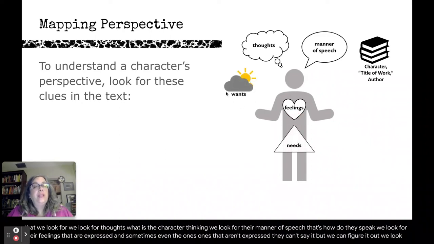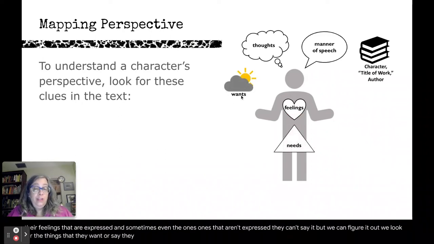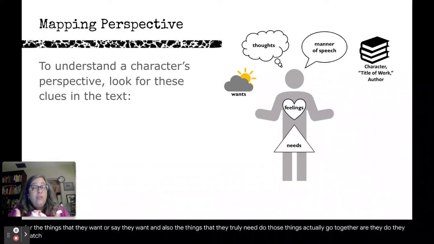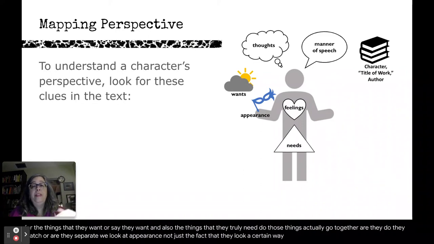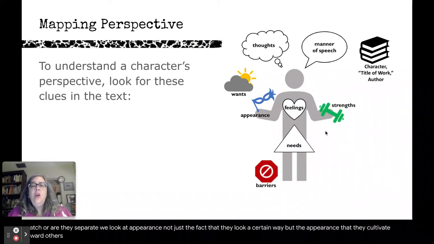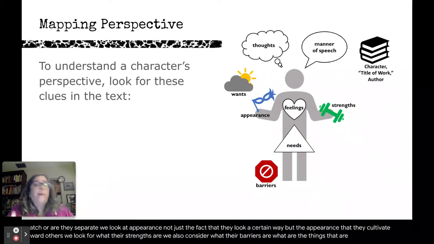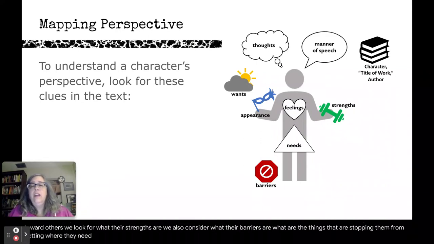We look for the things that they want or say they want and also the things that they truly need. Do those things actually go together? Do they match or are they separate? We look at appearance, not just the fact that they look a certain way, but the appearance that they cultivate toward others. We look for what their strengths are. We also consider what their barriers are. What are the things that are stopping them from getting where they need to get?